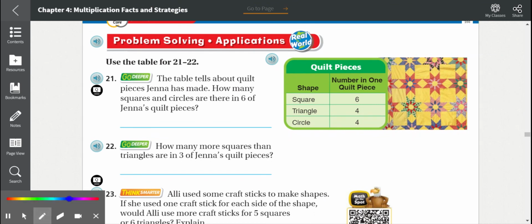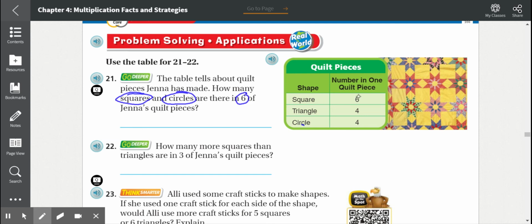Okay. The table tells about quilt pieces Jenna has made. How many squares and circles are there in 6 of Jenna's quilt pieces? So we have quilt pieces. Quilts are these kinds of blankets that are pieced together with tons of little pieces of fabric. So in one quilt piece, she has 6 squares, 4 triangles, and 4 circles. So we want to know how many squares and circles are there in 6 of Jenna's quilt pieces.